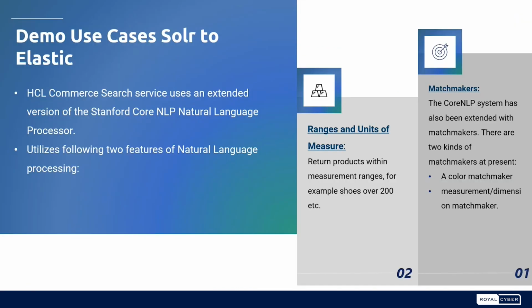The next property that we are going to discuss is matchmaker. Let's have a look at the matchmakers. There are two types of matchmakers available at present, color matchmaker and the measurement or the dimension matchmaker. A color matchmaker lets you search within the color families. For example, if you search for color ivory using Solr Search, it returns only two items. Let's see.